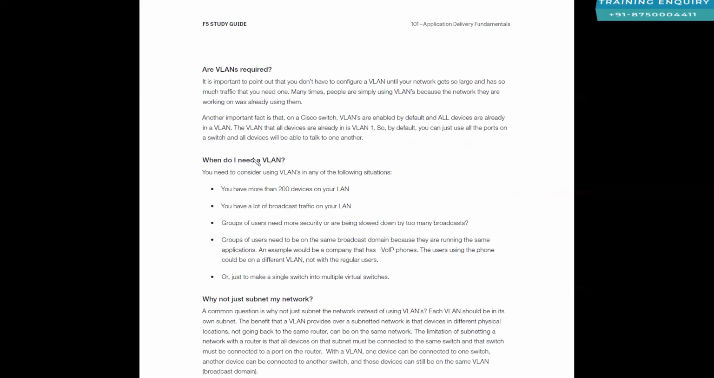So how can you define that? Where would you think that you need a VLAN, or that you need to divide your broadcast domain into multiple broadcast domains? If you have more than 200 devices on your local area network, then we recommend you break that larger broadcast domain into multiple smaller broadcast domains by leveraging VLANs.